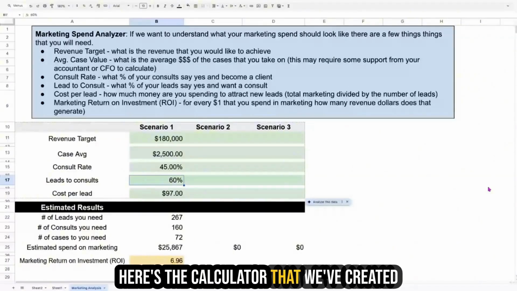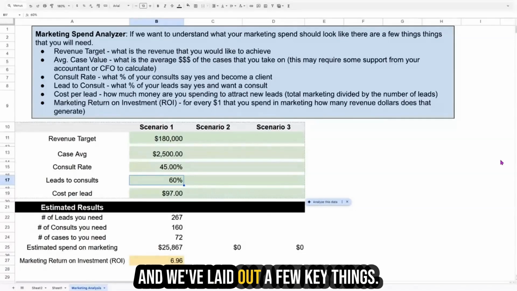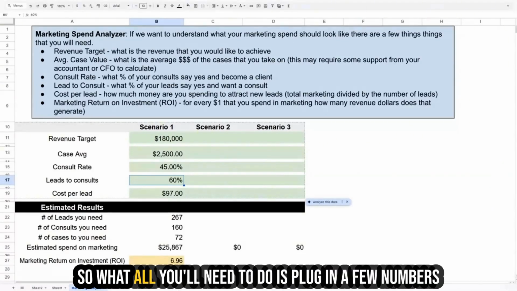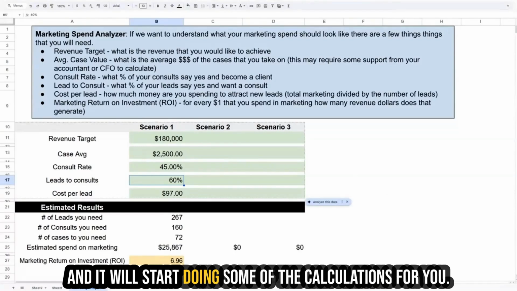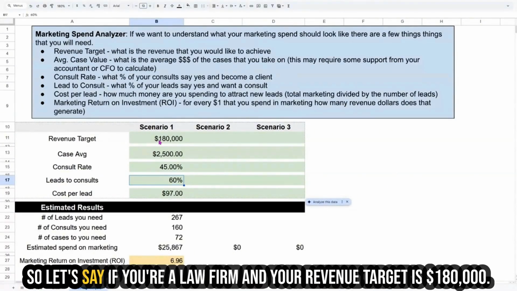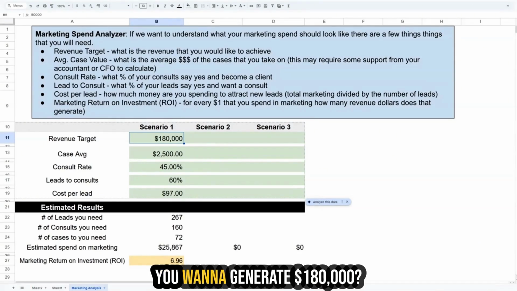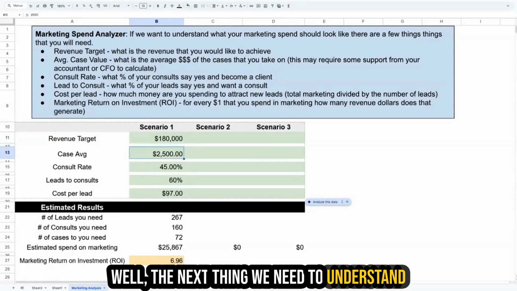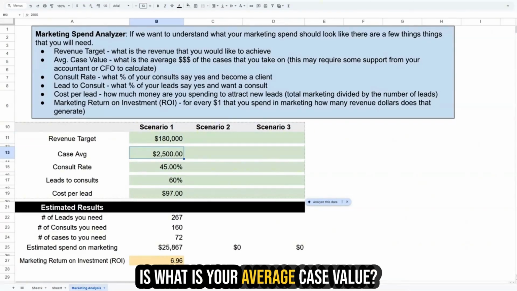So, here's the calculator that we've created, and we've laid out a few key things. All you'll need to do is plug in a few numbers and it will start doing some of the calculations for you. So let's walk through it. Let's say you're a law firm and your revenue target is $180,000, you want to generate $180,000. Well, the next thing we need to understand is, what is your average case value?